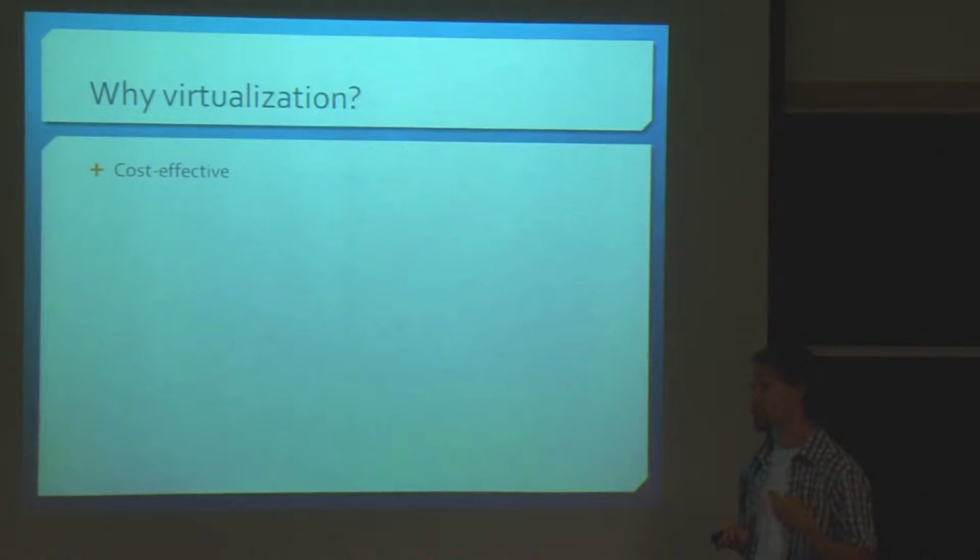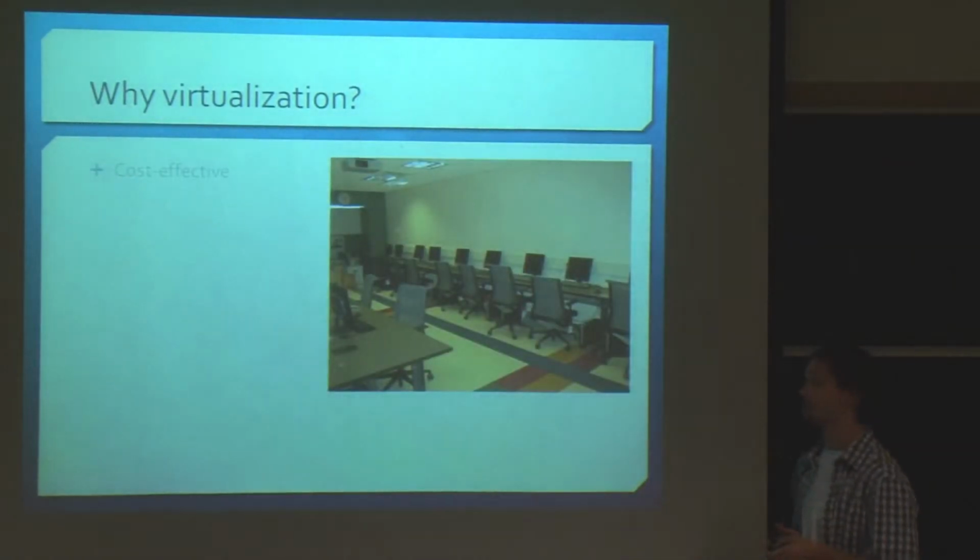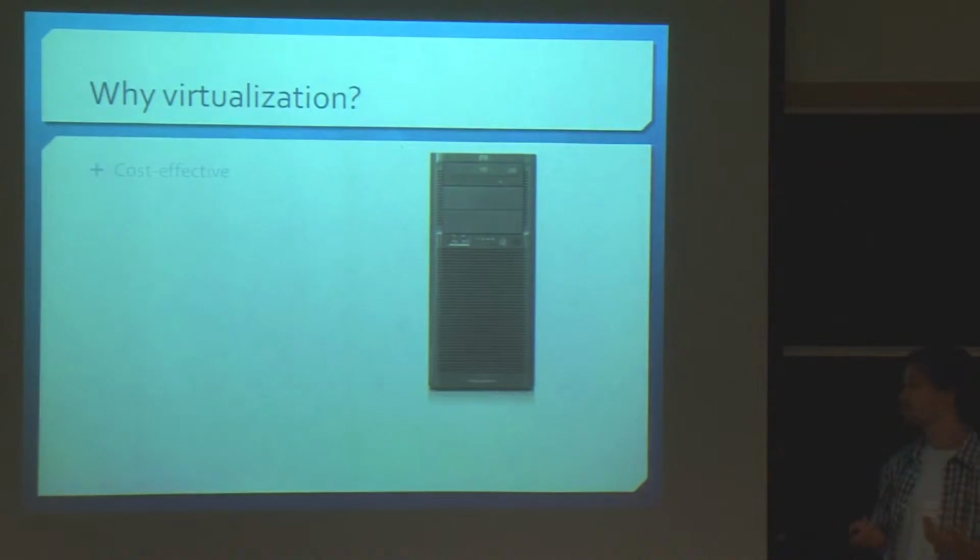We wanted to use it because it's cost effective. If you wanted to have a dedicated security lab, for example, you'd need maybe 24 machines for a small school. At Oberlin, this is one of our actual labs. You can replace this in terms of cost and space with a single machine, a server.